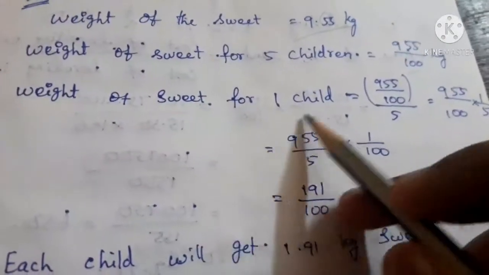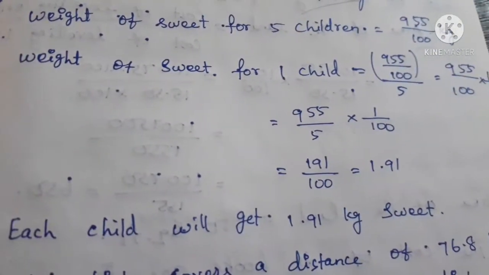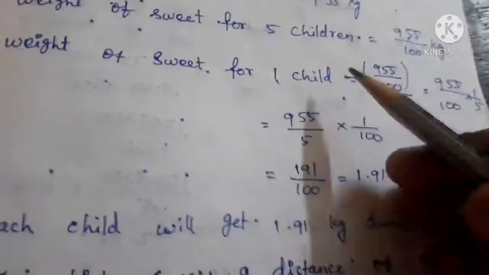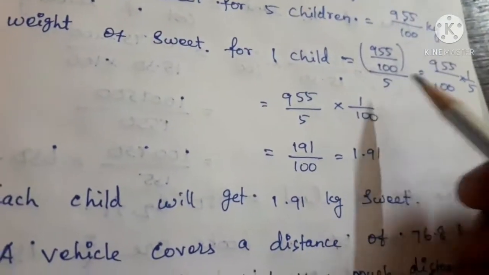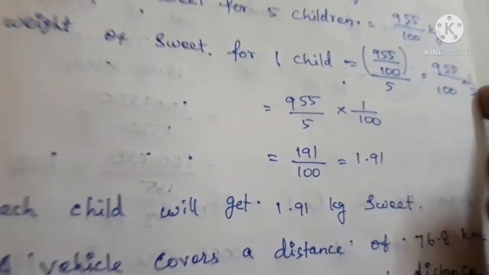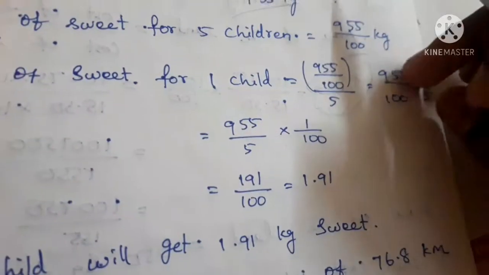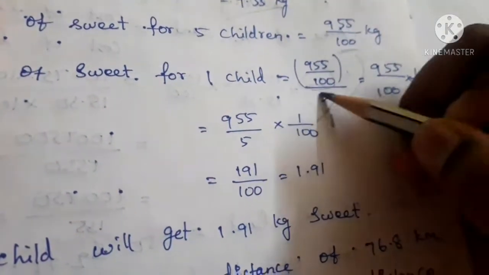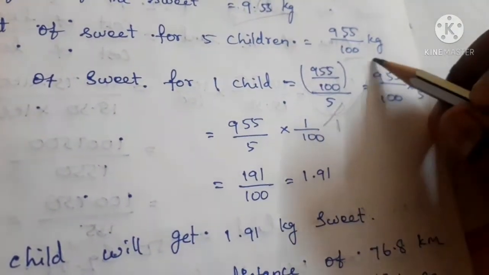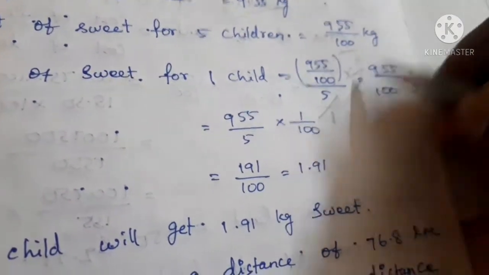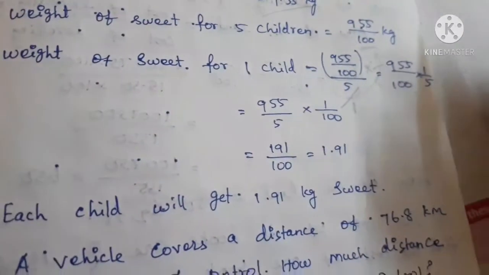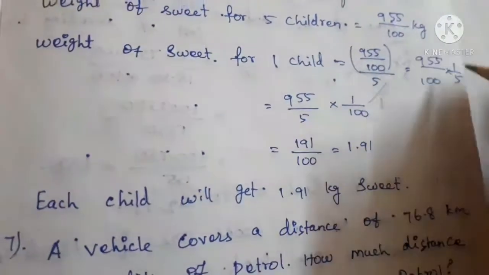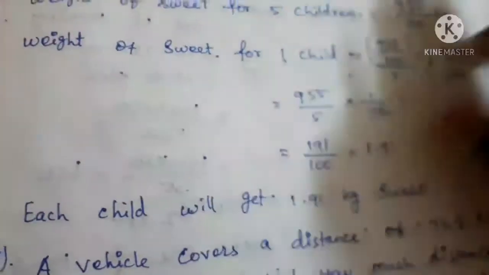So the weight of the sweet for one child is nothing but 955 by 100 by 5. Now 5 is in the denominator, so you should take it to the numerator by putting the multiply symbol, 1 by 5. Here you can see it is 5 by 1. Then if it does reciprocal, it becomes 1 by 5. That is what I wrote here, and put the multiplication symbol. Don't forget. So 955 by 5 into 1 by 100. You can exchange and write.